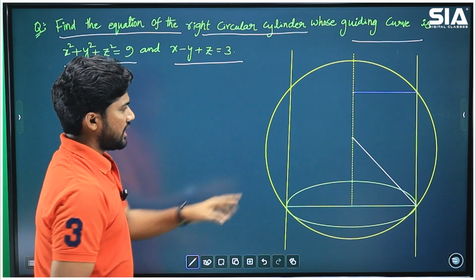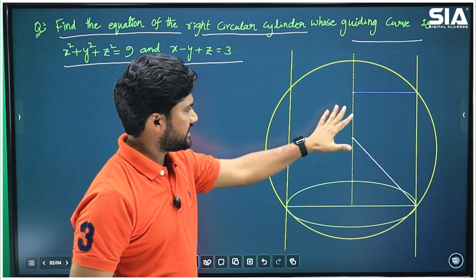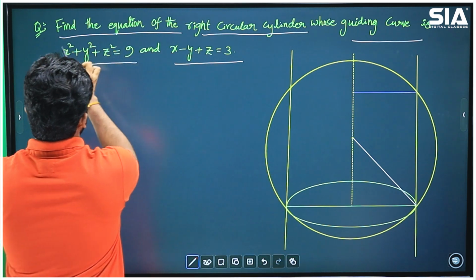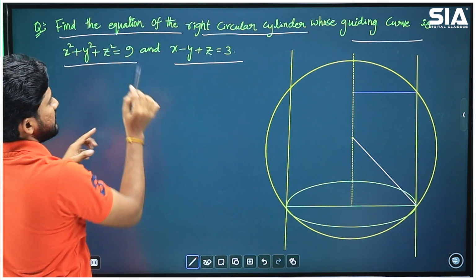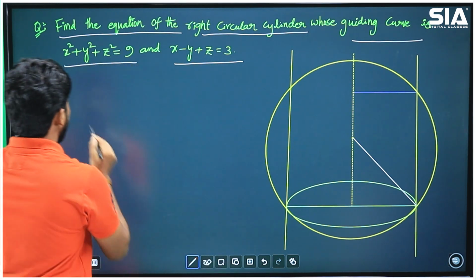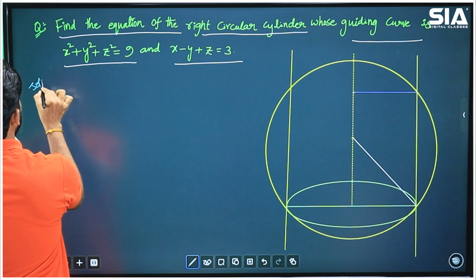First of all, observe the diagram on screen. You can see the diagram. Okay, so here we have the guiding curve. This is the guiding curve, x square plus y square plus z square equal to 9 and x minus y plus z is equal to 3. First of all, I am writing the given guiding curve.